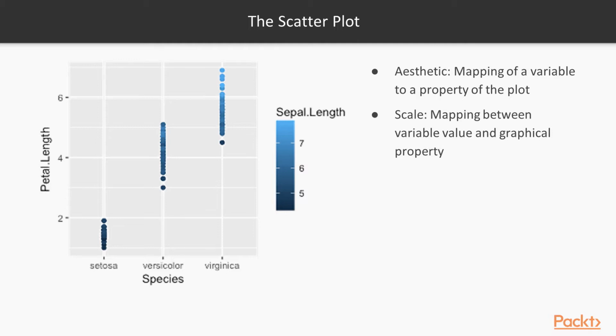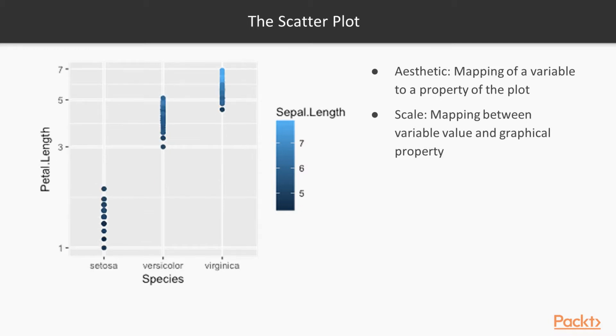Aesthetic mappings describe which variables are mapped to which graphical elements: species to the x-axis, petal length to the y-axis, sepal length to color. Scales describe how that mapping is expressed. This means we can change a scale without changing the aesthetic mappings. For example, we could change the y-axis from a linear scale to a logarithmic scale, or the color scale could be changed from tones of blue to tones of red.